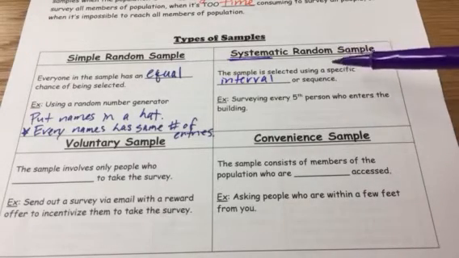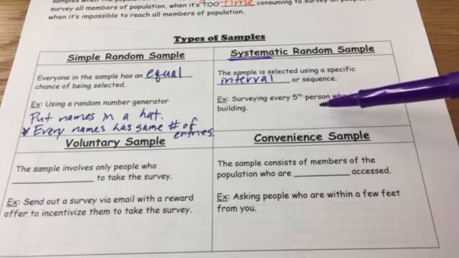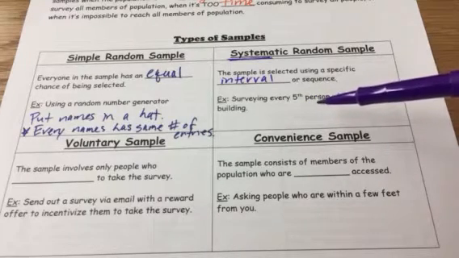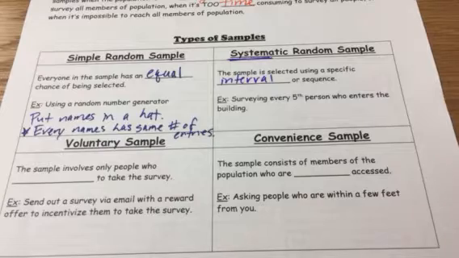I could survey every fifth person who walks into the library, or I could survey every fifth person who walks into the grocery store. Or I could pick any place really and just survey every 10th person, every fifth person, every second person. It just depends on how many people you want to survey.